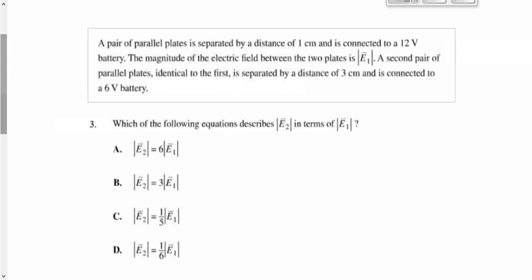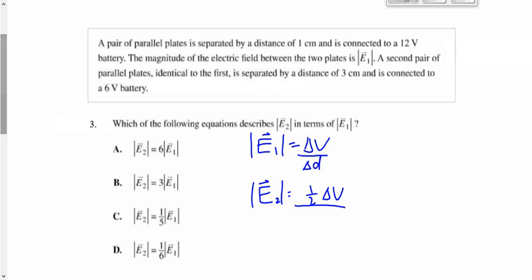What I would do for this one is kind of a variable value changing type thing. It's not the only way to do it, but that's the way that I would do it. I would say that E1 is equal to delta V over delta D. And then I'm going to say E2 is equal to, well, delta V is a half of what it was, right? It was 12 volts, now it's 6 volts. So we're going to say it's a half of delta V. Delta D, well, it was 1 centimeter, now it's 3 centimeters.